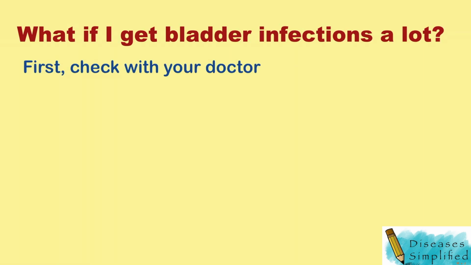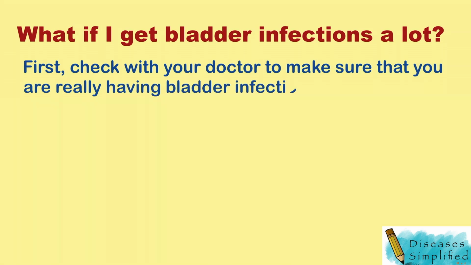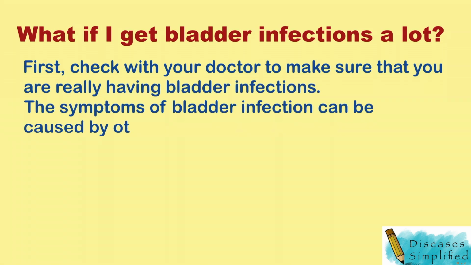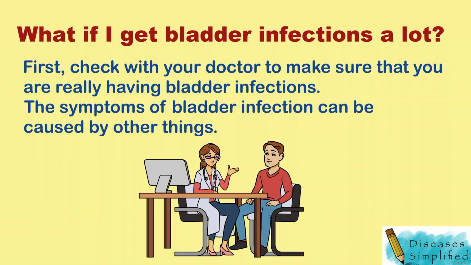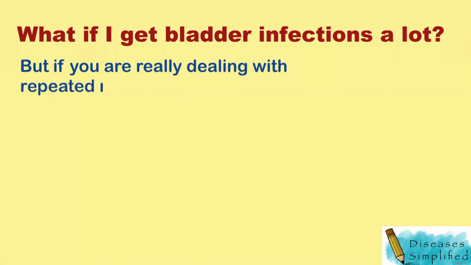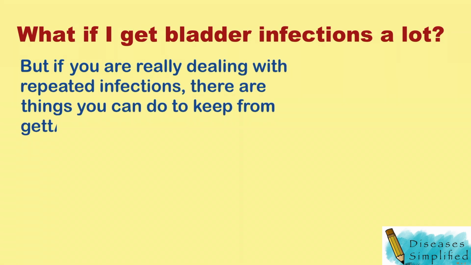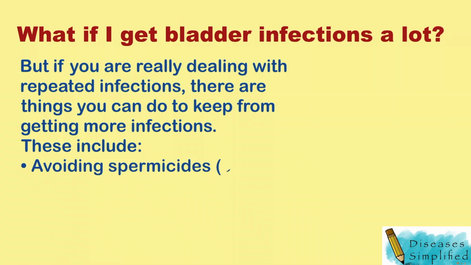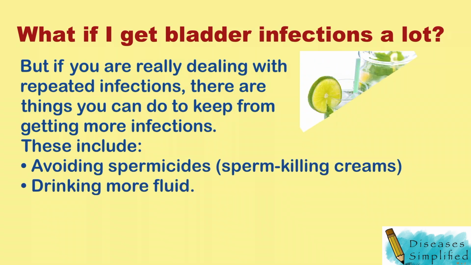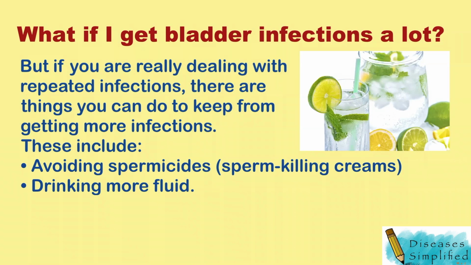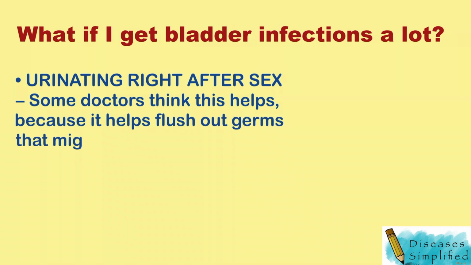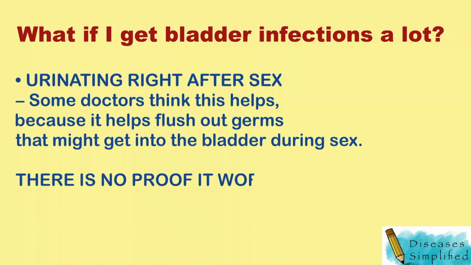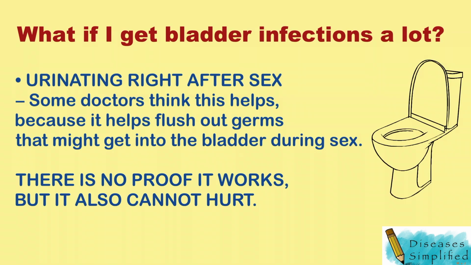What if I get bladder infections a lot? First, check with your doctor to make sure that you are really having bladder infections. The symptoms of bladder infection can be caused by other things. But if you are really dealing with repeated infections, there are things you can do to keep from getting more infections. These include avoiding spermicides or sperm-killing creams, drinking more water, urinating right after sex. Some doctors think that this helps because it helps flush out the germs that might get into the bladder during sex. There is no proof it works, but it also cannot hurt.